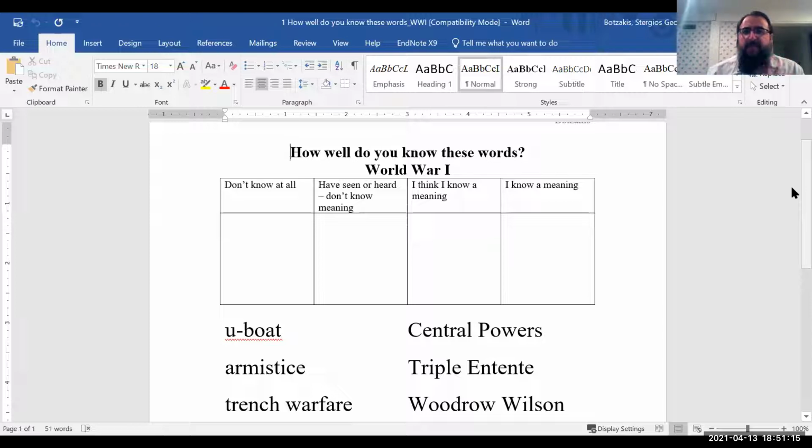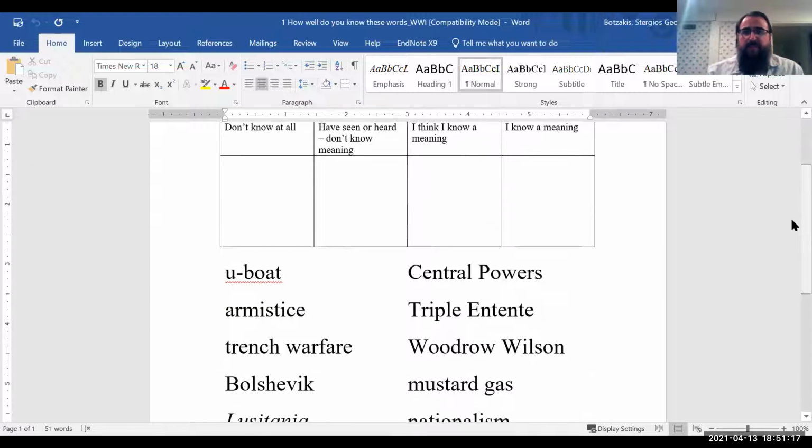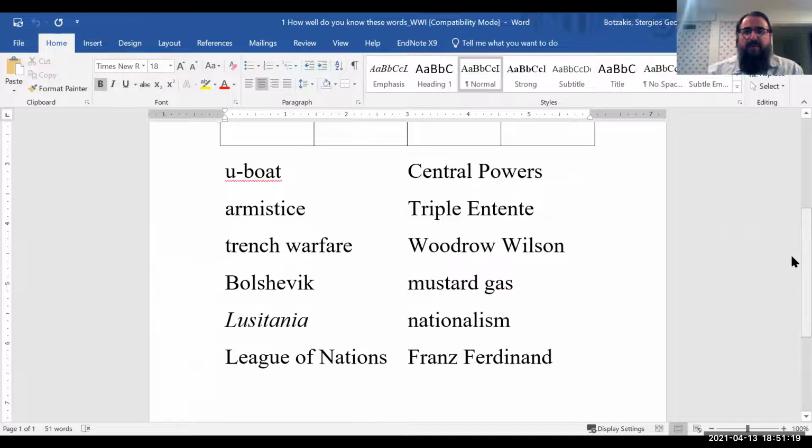If you're doing this on the front end of a unit, if you look below, here are 12 words that I would ask students to place in this chart. Really what I'm looking for is how familiar they are with these concepts. If I was doing this before teaching a unit, I would find out what things they do know about and what things they don't know about, which is a nice way of pre-assessing students.